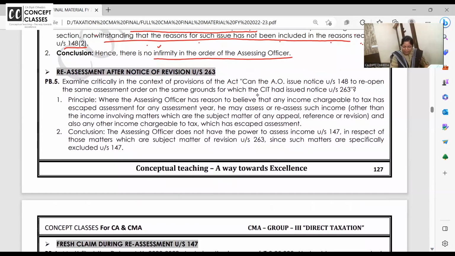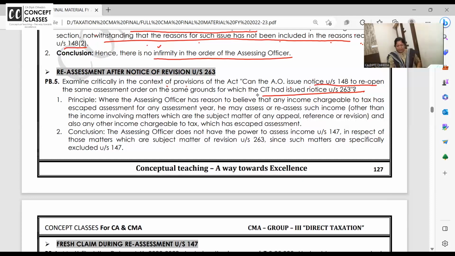Okay. This has also come twice. Examine critically. Can the AO issue notice under 147 to reopen the same assessment order on the same ground for which the CIT has gone under 263? Those who have already gone up, 263, 264, ITAT, appeals, high court, is 147 applicable for that also? Answer is no. In those cases, income escaping assessment cannot be done.